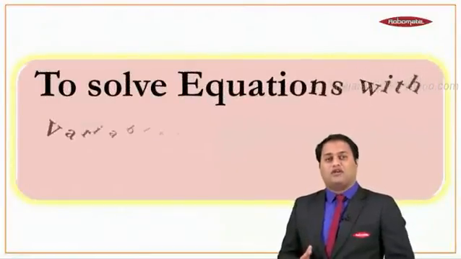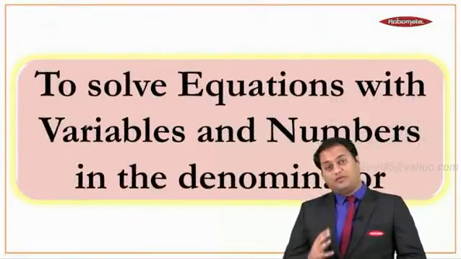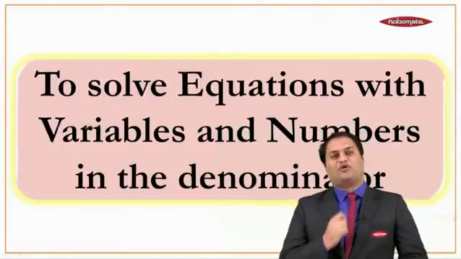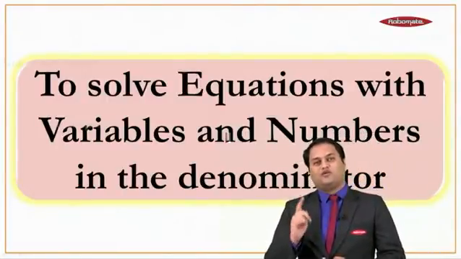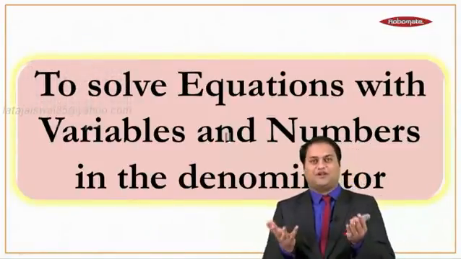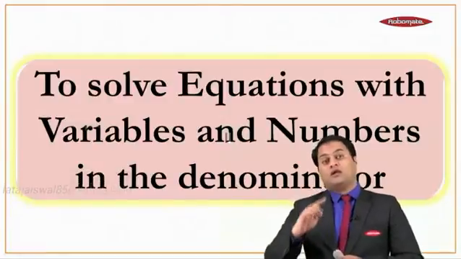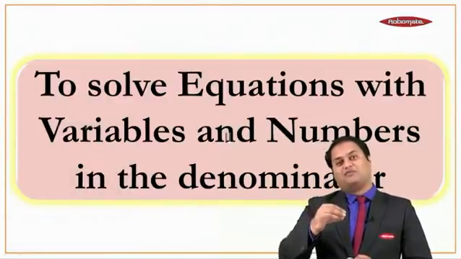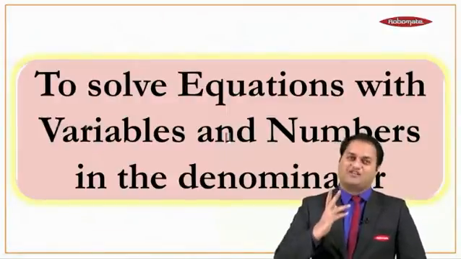How to solve the equations when there are variables as well as numbers in the denominator. In the previous module we saw how to solve the equations when there are variables in the denominator. We substitute, right? We substitute the common denominator. Now in the next sum we will see along with the variables there are numbers in the denominator. Let's see what to do.